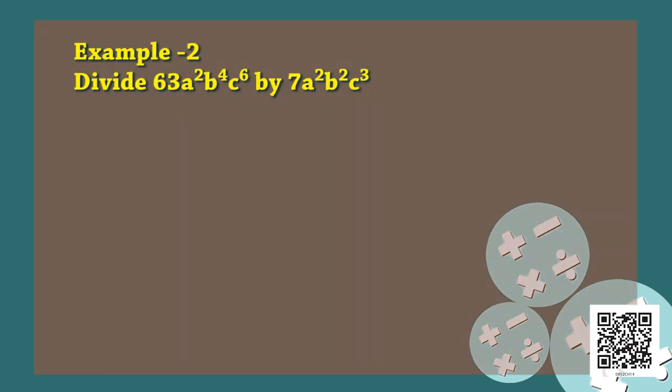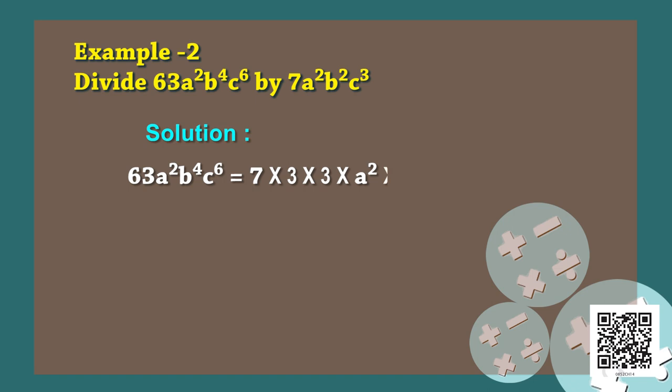Example 2, divide 63 a square b to the power of 4 c to the power of 6 by 7 a square b square c cube. Just like in the previous problem, look at the first term, that is 63 a square b to the power of 4 c to the power of 6 is equal to, the factors of 63 are 7 into 3 into 3 into a square, you keep it as it is, into b to the power of 4 can be written as b square into b square, and c to the power of 6 can be written as c cube into c cube.